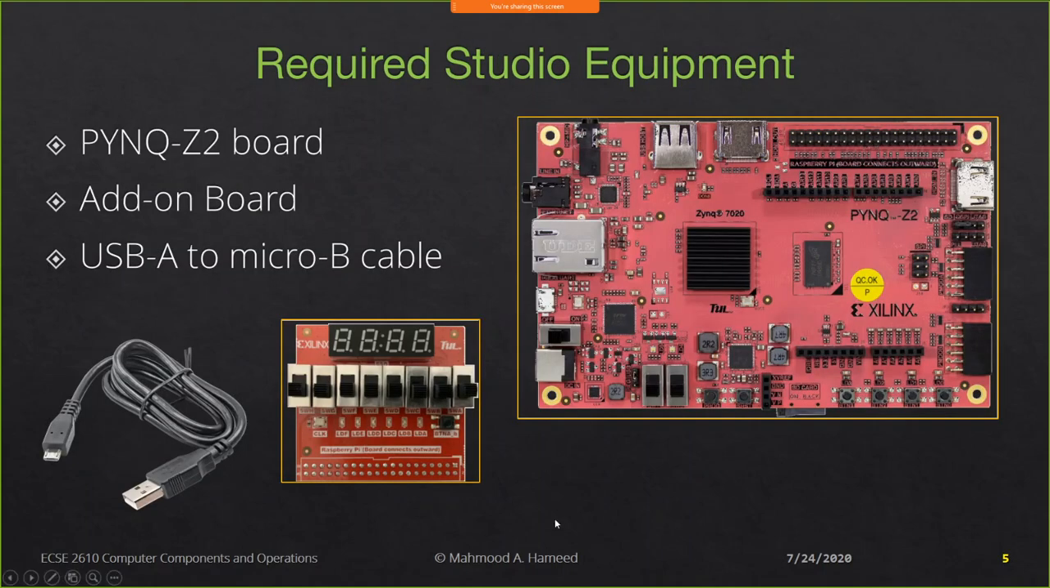Okay. What is the required studio equipment? So there is a main FPGA board that each of you is going to be required to purchase. And it's called Pynq-Z2. That's the picture of the Pynq-Z2, the top view that you are looking at on the right. There is also an add-on board that you see in the middle of the slide. And there is, of course, a USB to micro B cable that you are going to use to connect the Pynq-Z2 board to your computer.